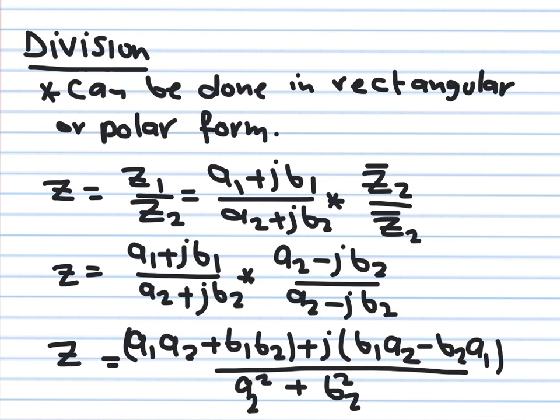Now in the numerator, you have a bracket multiplying another bracket, so you're going to get four terms. a1 a2 will be real, and this one will give me b1 b2. Remember, j times j will give you minus 1, so it will cancel the sign. This will be the real part. This will give me jb1 a2 minus jb2 a1. So I can take j out as a common term. This will give me b1 a2 minus b2 a1. So this is how we do division in rectangular form. Of course, doing it in polar form is a little bit easier, as I will show you in the next slide.